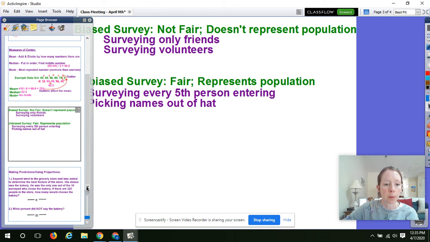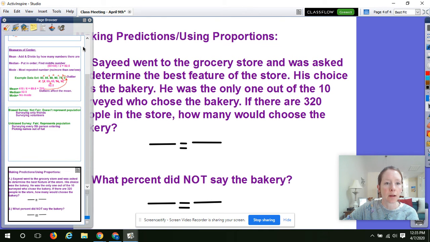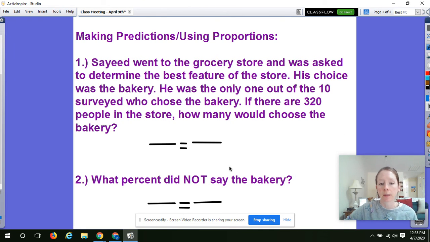Okay, one more sample of what you're going to see. A lot of surveys involve a prediction, which takes us back to proportions like we did in one of our previous units. So I've got an example to help you with that. Saeed went to the grocery store and was asked to determine the best feature of the store. His choice was the bakery. He was the only one out of the 10 surveyed who chose the bakery. If there are 320 people in the store, how many would choose the bakery?